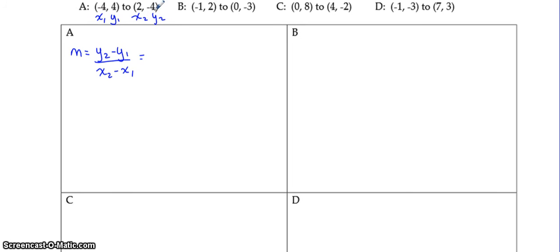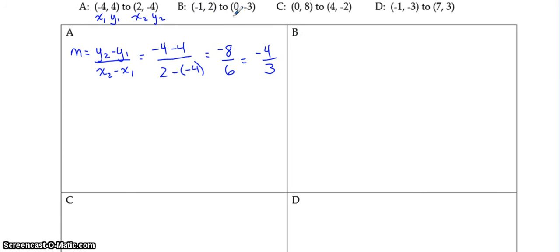So y2 minus y1 is negative 4 minus 4. x2 minus x1 is 2 minus negative 4. That works out to negative 4 minus 4 is negative 8. 2 minus negative 4 is 6. And in lowest terms, that's negative 4 over 3. Always put your answer into lowest terms.